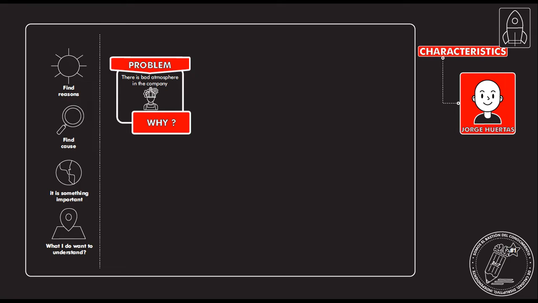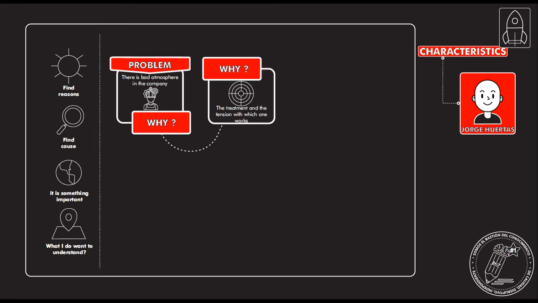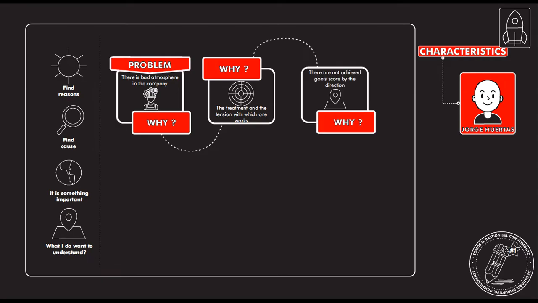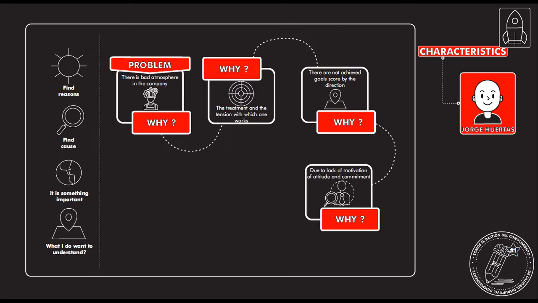I will ask the question. So I start by telling the problem. The problem is that there is a bad atmosphere in the company, in the workplace. So I ask why. The answer is the treatment and the tension with which one works. Then I ask why. There are no achievable goals set by the direction. That is something very important, because when you cannot measure whether something is good or bad, it will be very hard. Then the third why.